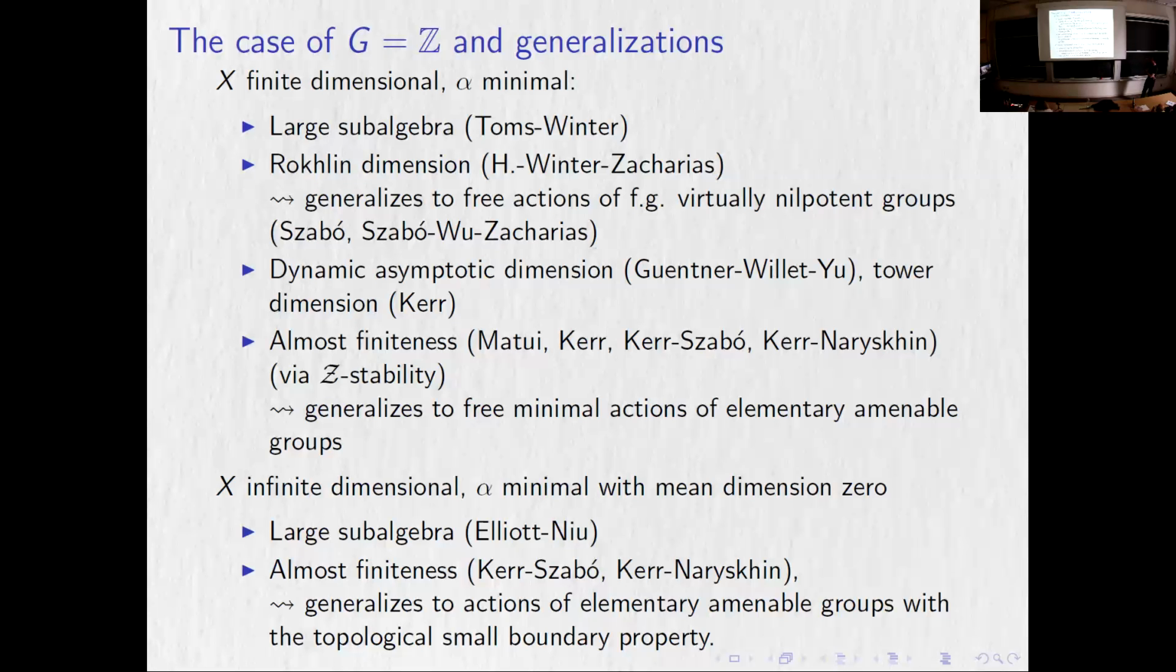It was reproved later as part of a paper I had with Winter and Zacharias in the context of Rokhlin dimension, which I'll go into in more detail. The idea is that there's this notion of the Rokhlin property, which comes from ergodic theory, that has a kind of multicolored version, which is called Rokhlin dimension.